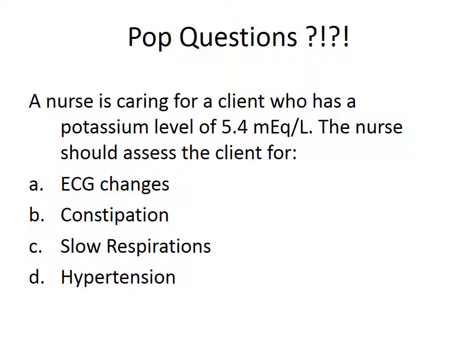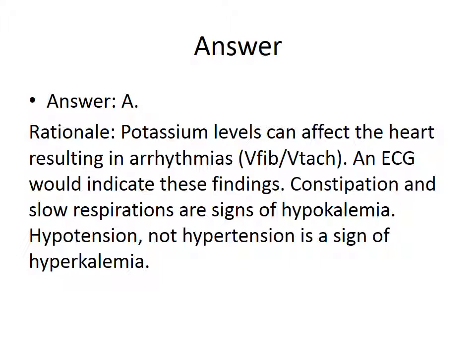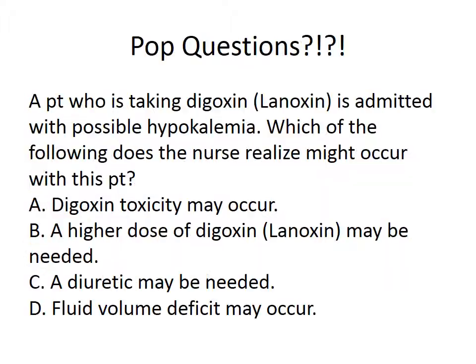A nurse caring for a client who has a potassium level of 5.4. The nurse should assess the client for potassium levels can affect the heart, resulting in arrhythmias, such as VTAC or VFib. An EKG would indicate these findings. Constipation and slow respirations are signs of hypokalemia. Hypotension, not hypertension, is a sign of hyperkalemia.